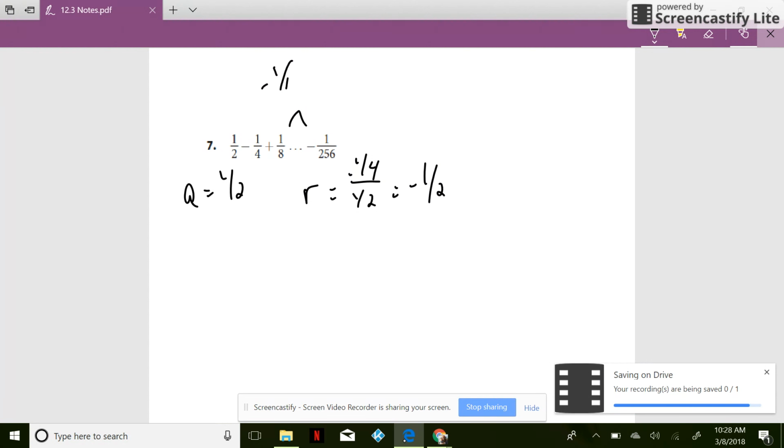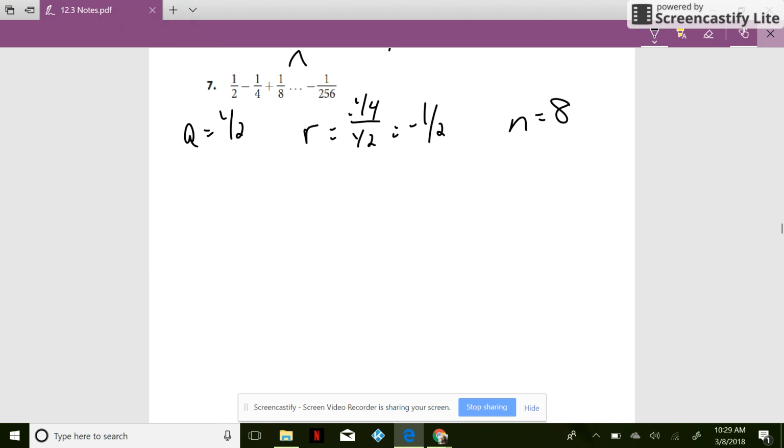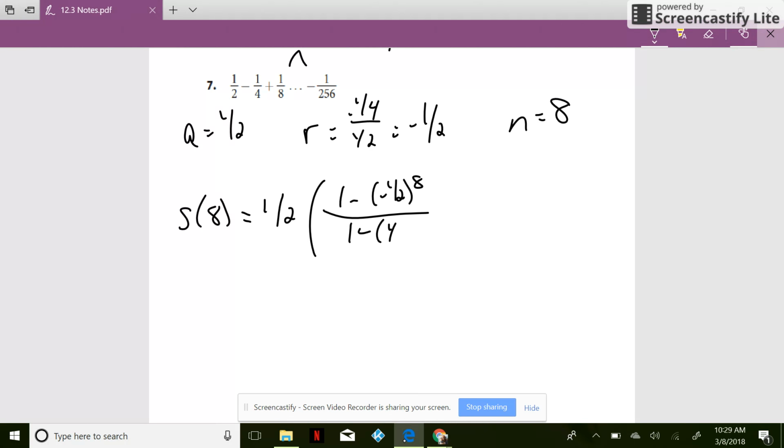We'll get negative 1 over 16, positive 1 over 32, negative 1 over 64, and a positive 1 over 128 before we get back to the negative 1 over 256. So from that, we can see our number of terms is 8. So plugging it in, S of 8 is equal to our a, 1/2, times 1 minus our common ratio, negative 1/2, to the 8th over 1 minus negative 1/2.